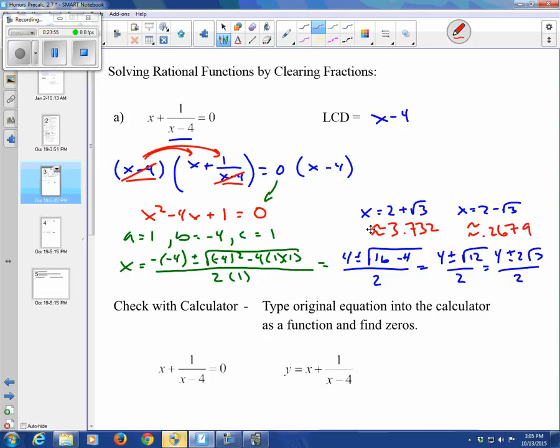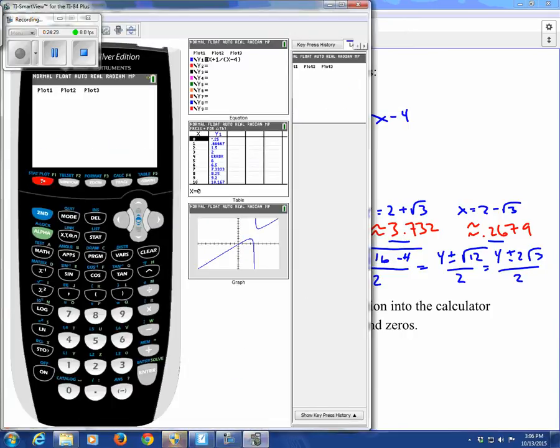Now, plugging these back into the original equation to see if they give us solutions is a messy process. So one thing we can also do to check to see if our solutions are both valid is to change our equation into a function, type it into the calculator, and since our equation equals 0, we can see if this function has x-intercepts that correspond to these solutions. So taking out our calculator, we would plug in x plus 1 divided by x minus 4, and then graph that. That gives us this graph right here.